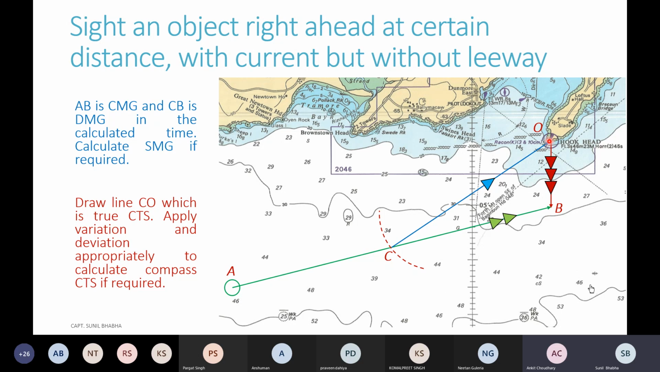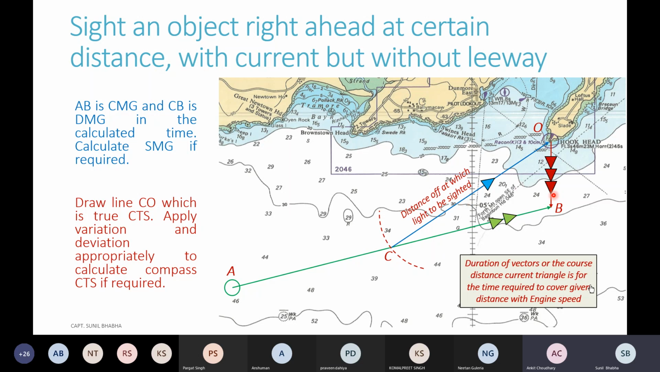In fact, this triangle which you see, Oscar, Bravo, Charlie, the OBC triangle. All the three vectors are for the same duration. That is the time required to cover this distance off from the lighthouse. So Charlie to Oscar, you can see it here on the chart, is the distance off at which the light is to be sighted. Remember, this arc was drawn with a radius equal to this distance off.